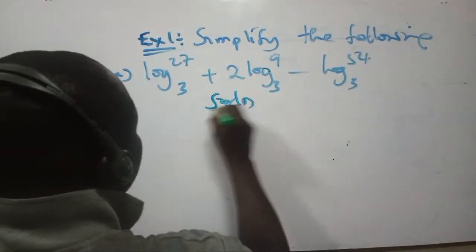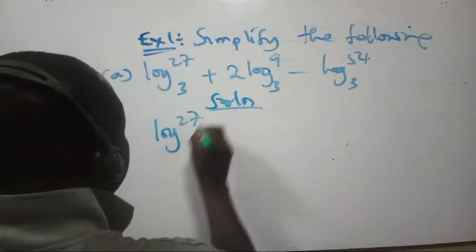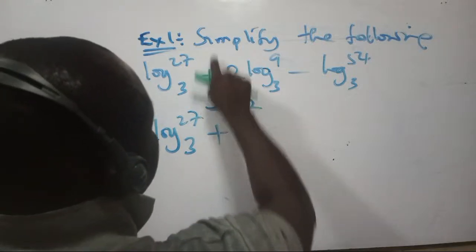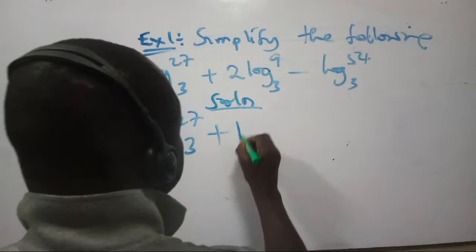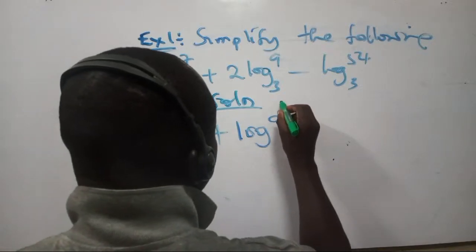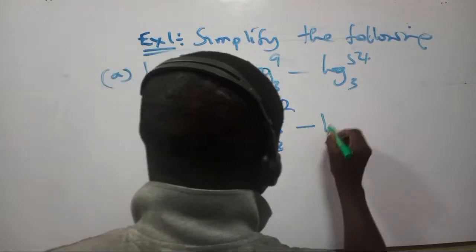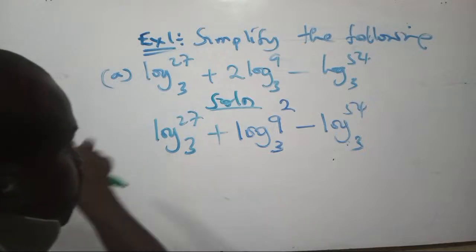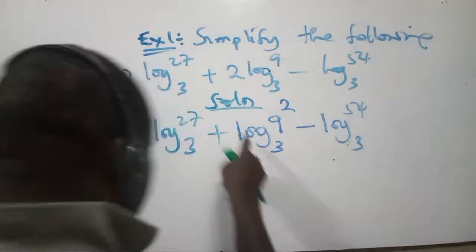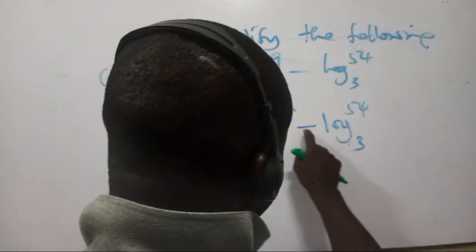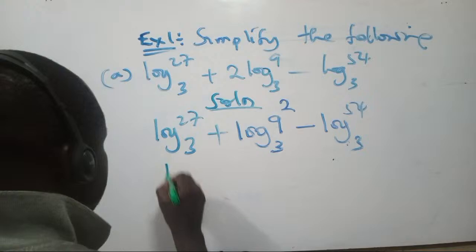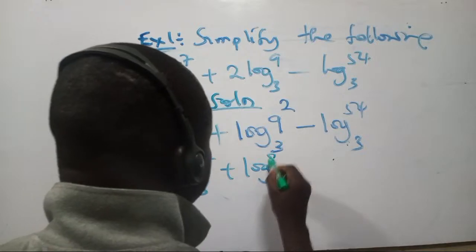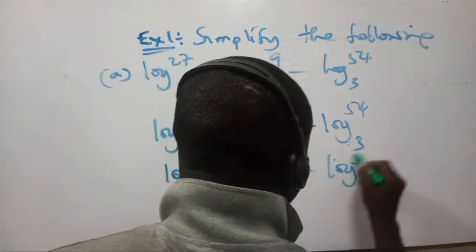The solution. Here, what do we have? We have log 27 base 3 plus, the third law says that the 2 can become the power of 9, so this will now be log 9 raised to power 2 base 3 minus log 54 base 3. And of course, multiplication is equal to addition, and subtraction is equal to division. That is, this will give me log 27 base 3 plus log 9 squared, which is 81, base 3 minus log 54 base 3.